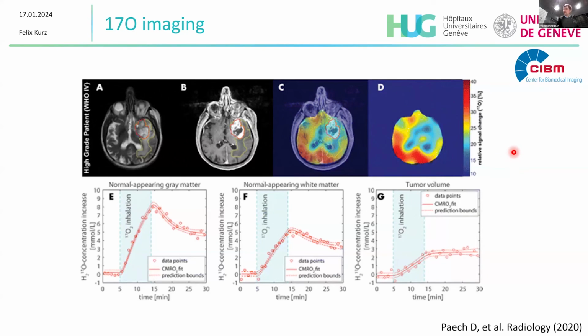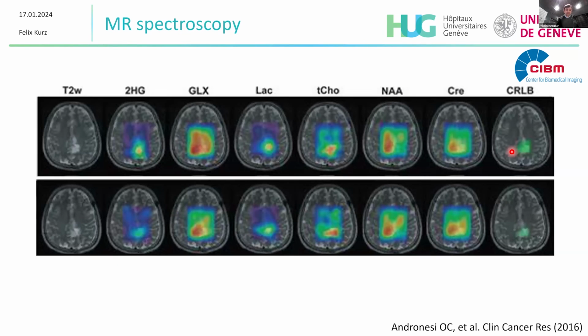This has been done just 3 or 4 years ago. And of course, there are spectroscopic methods and images from Andronese from Boston, in this case used for lower grade glioma, where you have IDH mutations. These can lead to an excessive alpha-ketoglutarate production, which in turn leads to an increased amount of 2-hydroxyglutarate, 2-HG, and this basically accumulates in the tumor tissue.